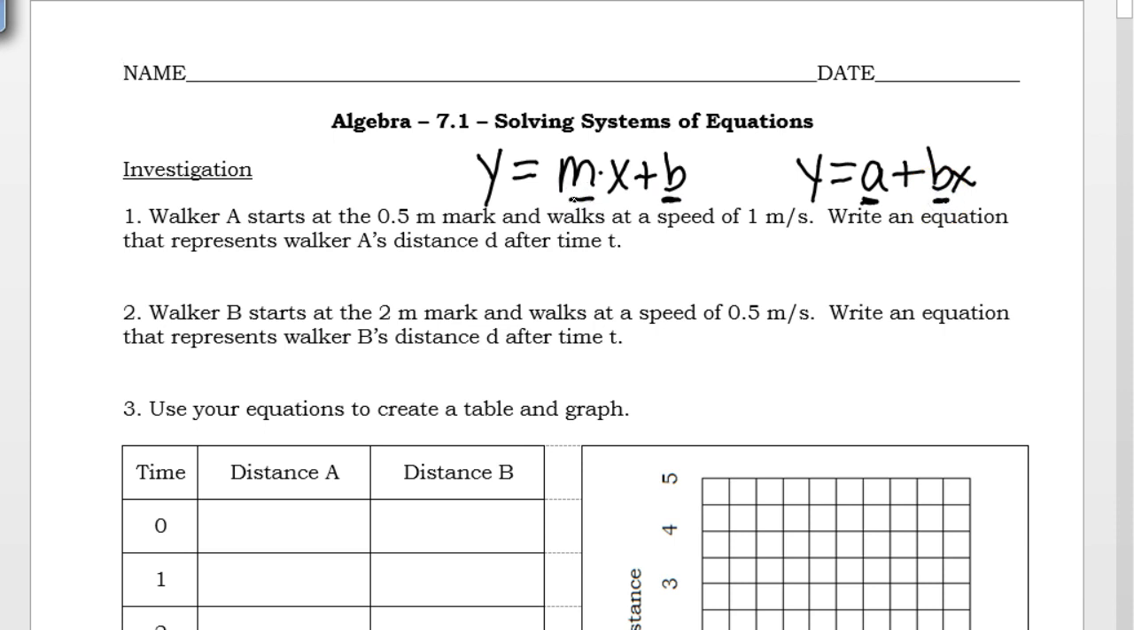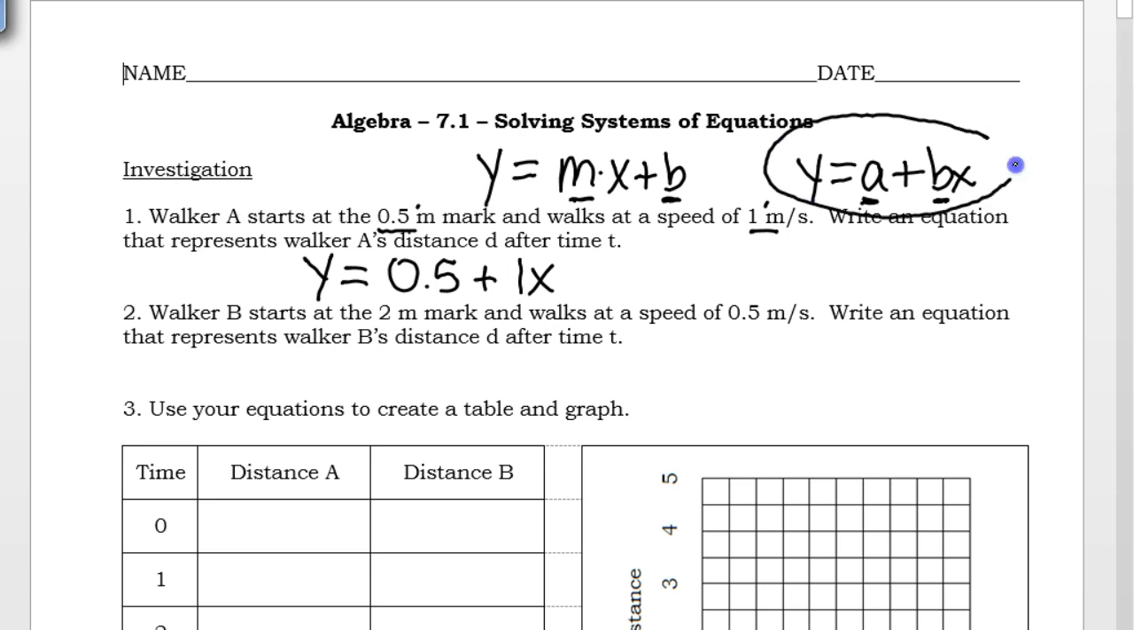So this one says that we start at the 0.5 meter mark. Walker A starts at the 0.5 meter mark and walks at a speed of 1 meter per second. So we have our starting value, our y-intercept, and we have our slope or our rate of change. So that is y equals 0.5 plus 1x. I could also write 1x plus 0.5, but I think I'm going to stick to this format right here where I have my starting number and I have my rate of change.